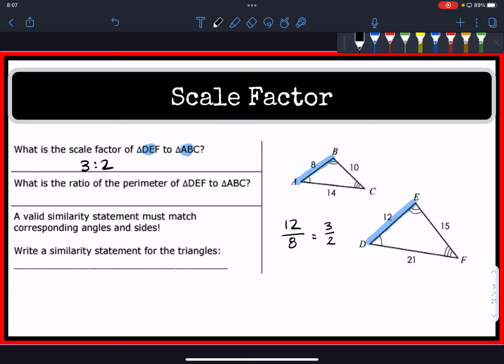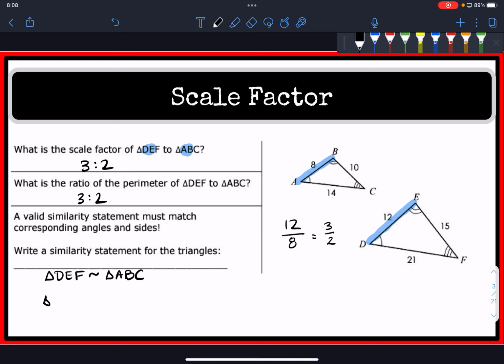Now, what is the ratio of the perimeter? Well, the ratio of the perimeter is the exact same thing. And like I mentioned, a valid similarity statement must match corresponding angles and sides. So here, a similarity statement for this triangle, obviously the one we have here, is that triangle DEF is similar to triangle ABC.